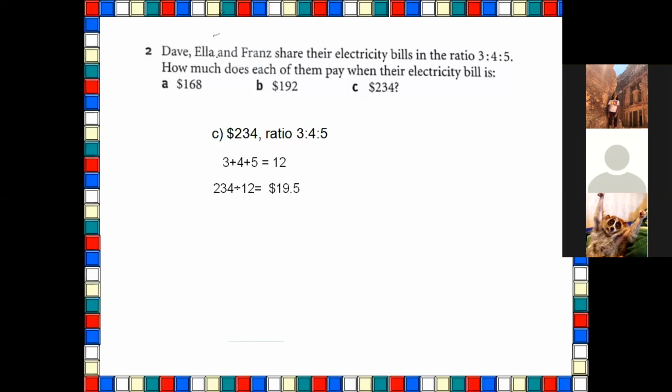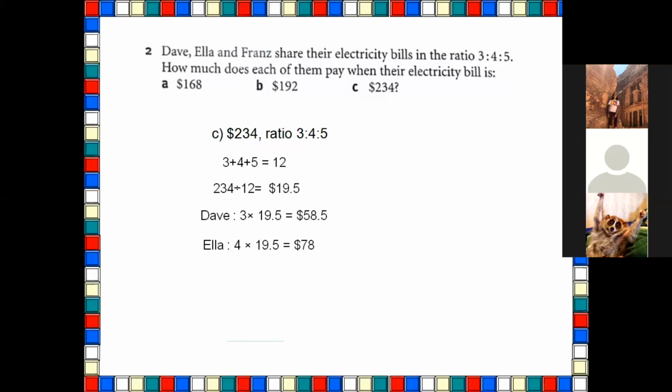Now, let's start with each person. Dave, the first one. So he gets the first part, 3 times 19.5, it's $58.5. This is how much Dave is going to pay. Now Ella, the second person, has the second part of the ratio, which is 4. 4 times 19.5, which is $78.